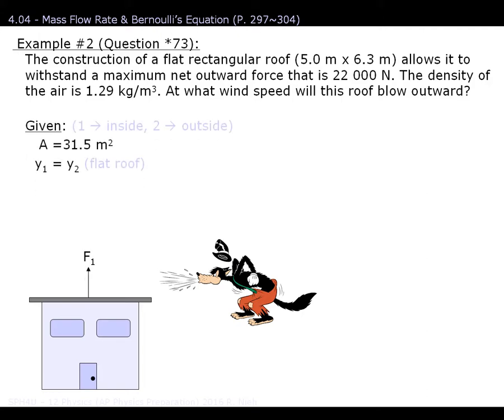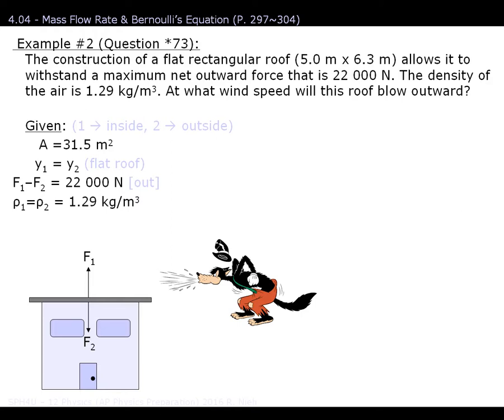And that decrease in pressure will result in the pressure inside the building pushing the roof off. We want to keep it a flat roof because then it will simplify our Bernoulli equation, and you'll see that soon. This problem is telling us that we need to have a net difference of 22,000 newtons. So F1 minus F2 must work out to 22,000 newtons to be able to lift the roof off the building.